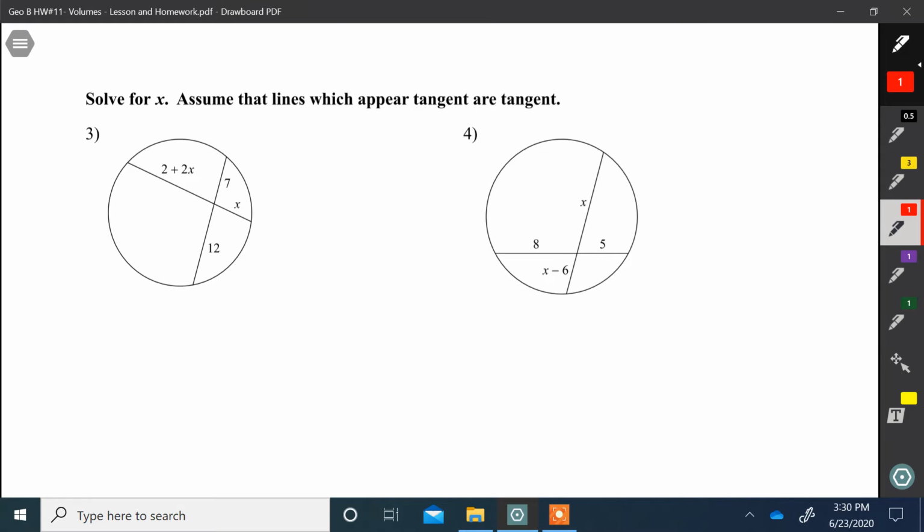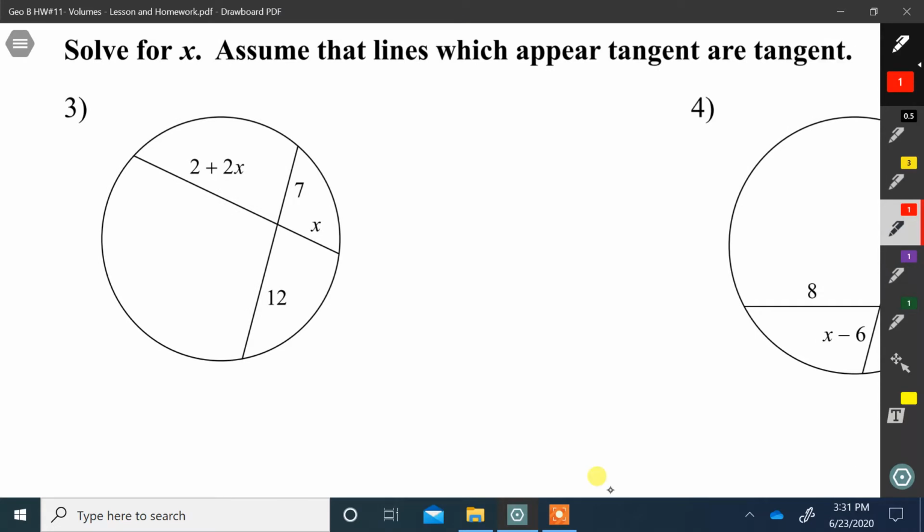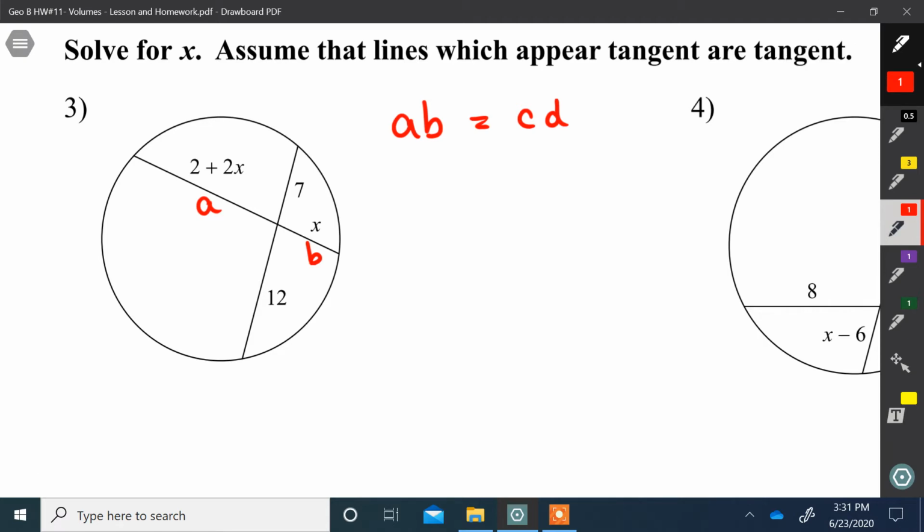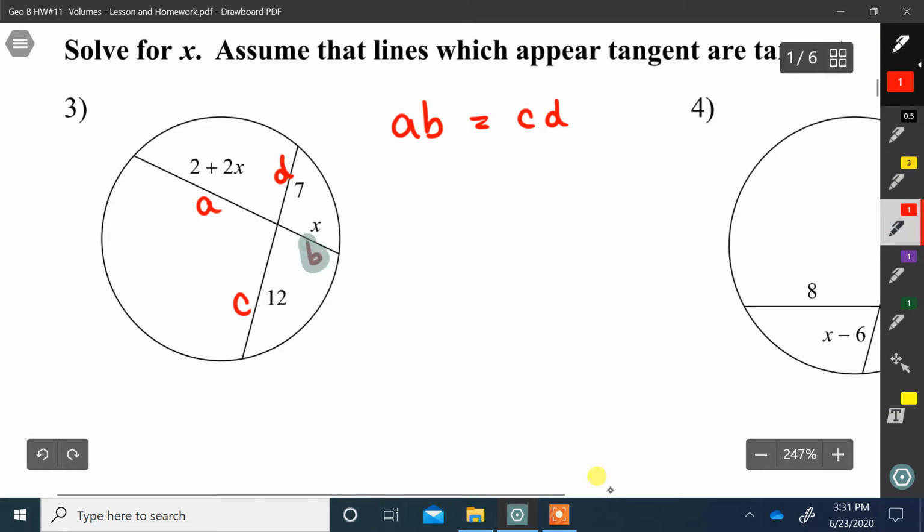For this one, the formula is A times B is equal to C times D. If this is A, then this will be B. You could also do it the other way around. Same thing, guys: if this is C, this will be D.